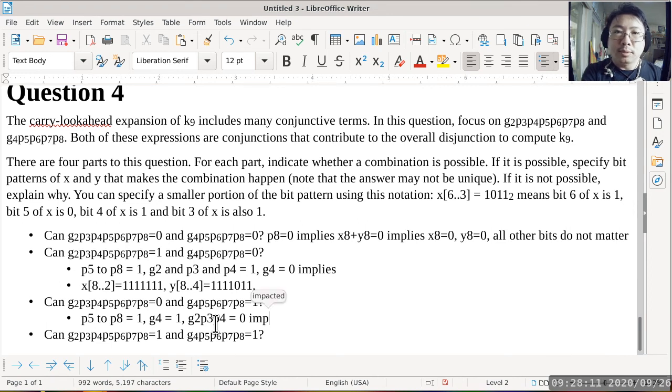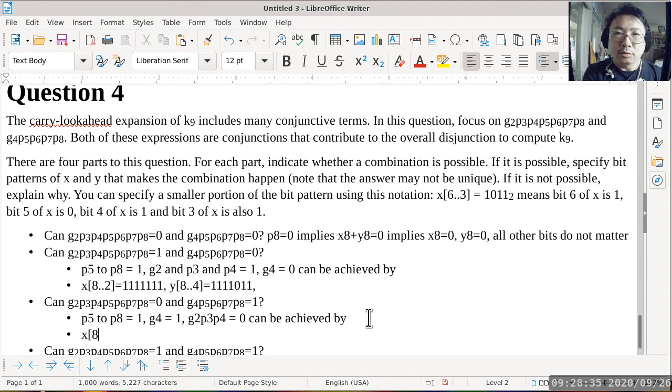And this can be achieved by, and the other one should be just saying that too, because there's a huge difference between implying and "can be achieved by." Implies means that is going to be the only bit pattern. Can be achieved by simply means this can be one of the many bit patterns that can do the trick.